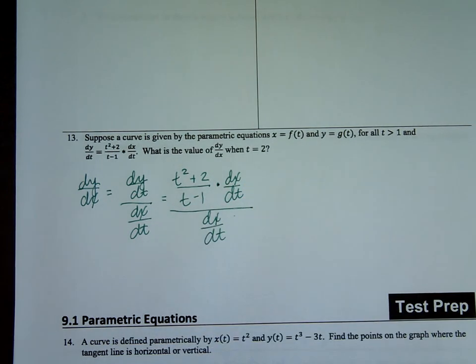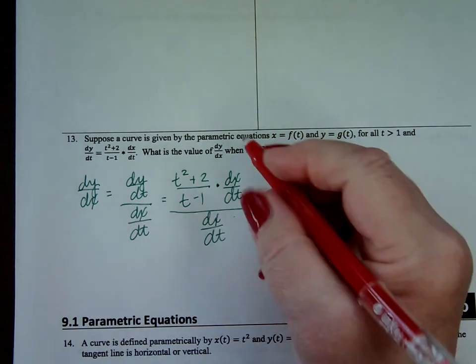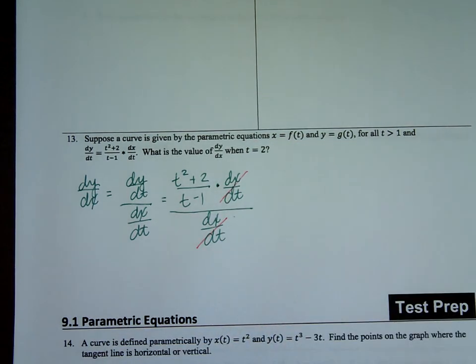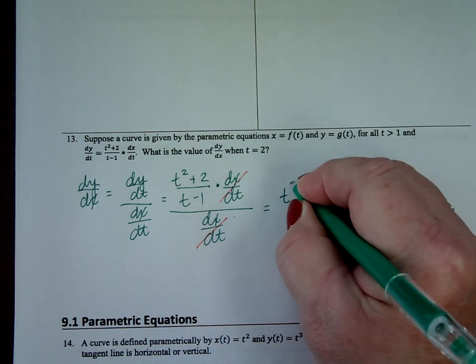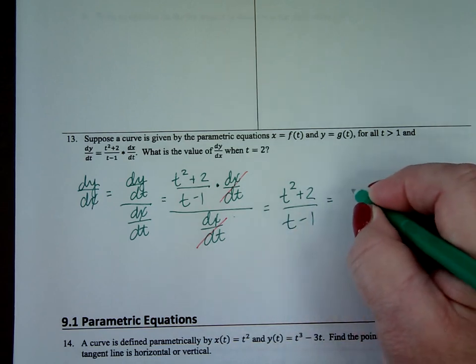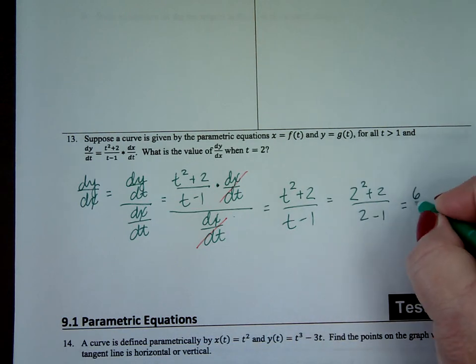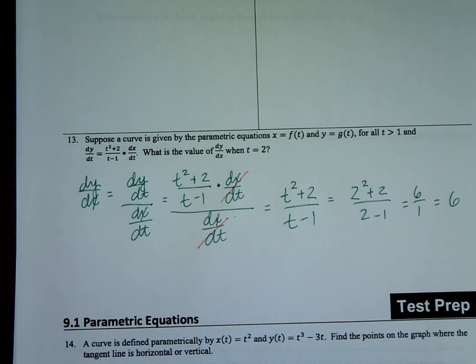Now at this point you should have light bulbs going off. This is really cool because guess what? I have things canceling. I've got dx over dt in the numerator and in the denominator. They can cancel. And so here's what I really have: t squared plus 2 over t minus 1 when t is 2. 2 squared plus 2 over 2 minus 1 gives me 6 over 1, or 6. How sweet was that? That is not normally the case when they give you all these values for dx's and dt's and dy's. So yeah, 6, that's it.